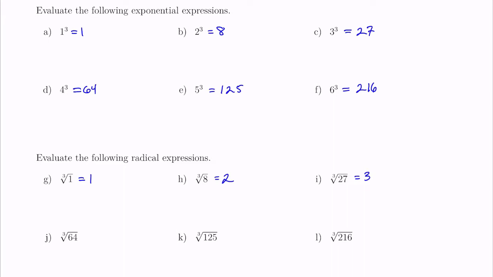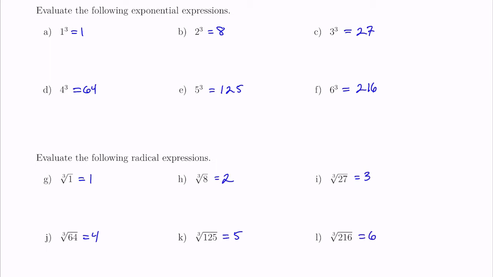In part J, the third root of 64 is 4. Again, because we know from part D, 4 to the third is 64. In part K, the third root of 125 is 5. And in part L, the third root of 216 is 6.